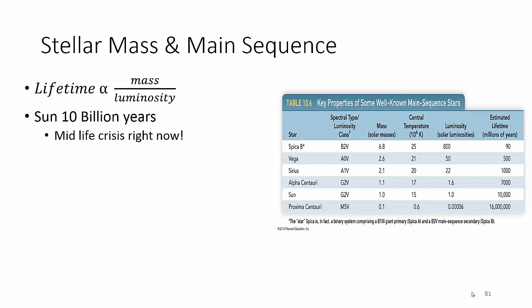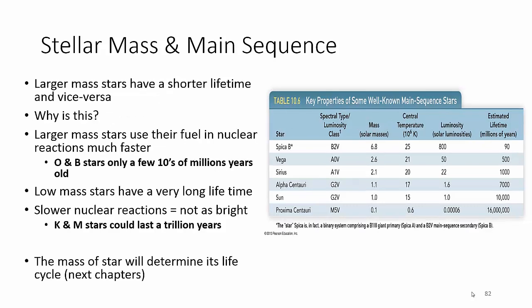All right, so remember, smaller car, one tank can take you further. This is what this slide is saying, essentially. The larger mass stars use their fuel much faster. Lower mass stars have a longer life. They don't use their fuel as fast. Okay, so again, putt-putt versus Corvette.